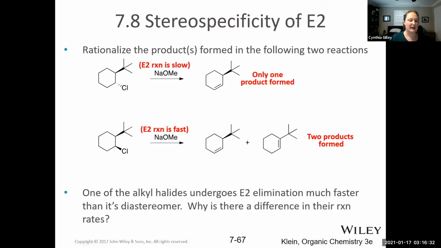And the equilibrium between the two chair conformations will tell us whether or not the reaction is slow or fast, depending on which chair is favored. And then the stereochemistry of the hydrogen that gets removed will tell us whether or not more than one product can be formed. So I think it will make sense if I draw all this out so we can talk about these results.